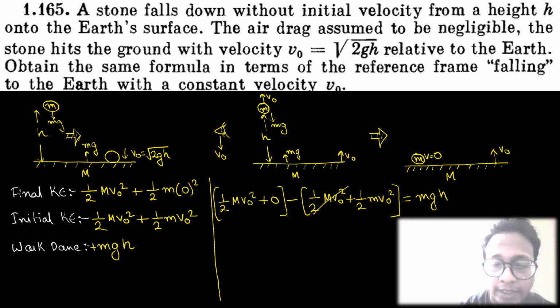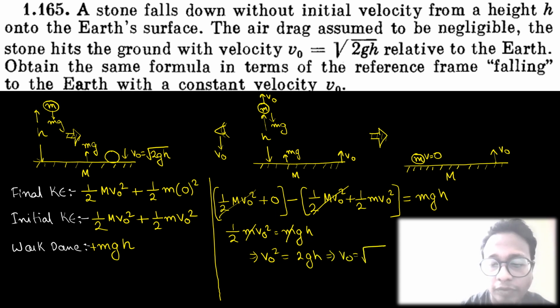Okay, this and this would get cancelled, or half m v naught square is equal to mgh, or v naught square is equal to 2gh, or v naught would be equal to under root of 2gh. So it doesn't matter which frame of reference you are observing. The work done by gravity force would be the same. This is the same formula.